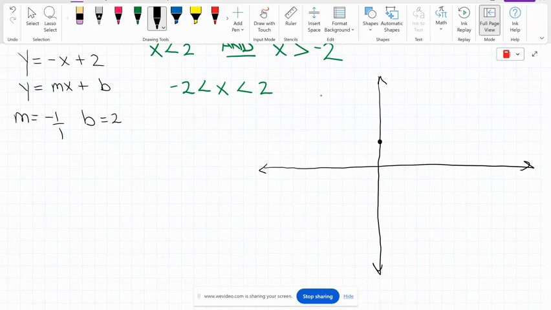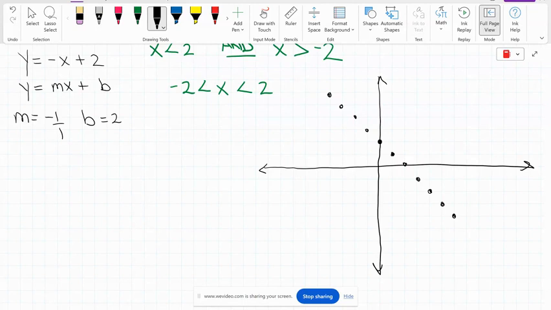So we're going to go down 1, right 1, down 1, right 1, down 1, right 1. Let's keep going. And then we'll go up 1, left 1, up 1, left 1. Keep going. All right, so here are the points for my line.